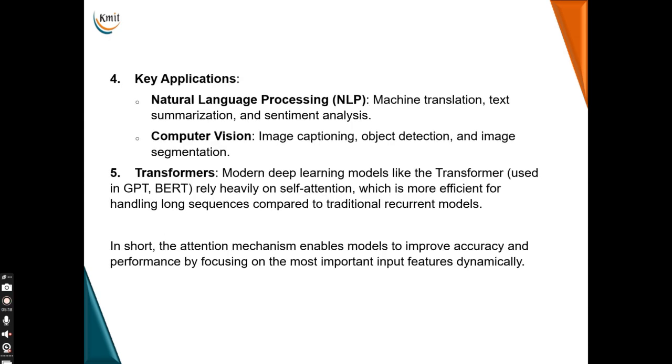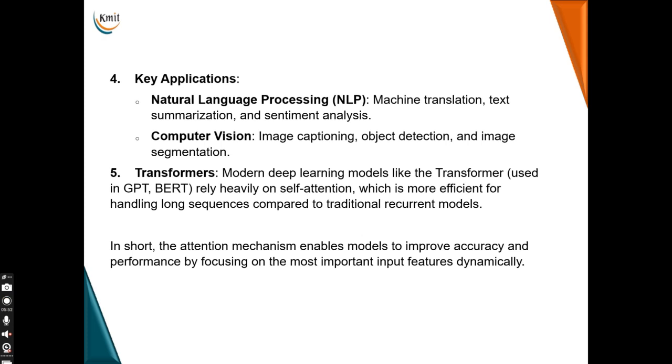And what are the key applications of this attention mechanism? We specifically use it under natural language processing with tasks like machine translation, text summarization, and sentiment analysis, etc. Under computer vision, we will be trying to use it for image captioning. We attach captions to various images, similarly tagging, image segmentation, etc.